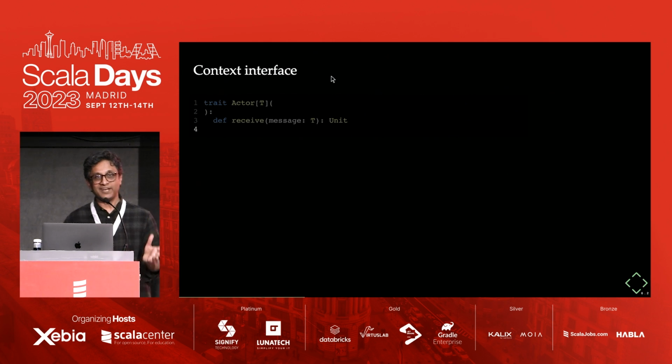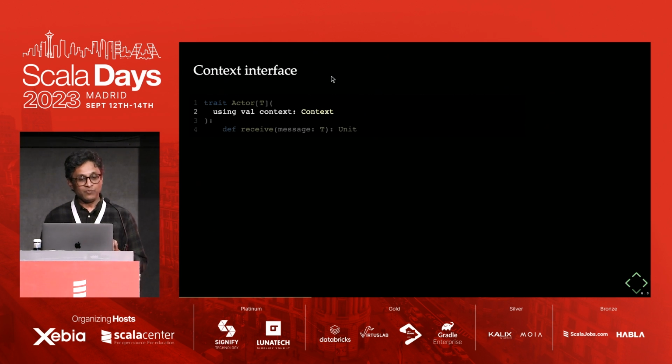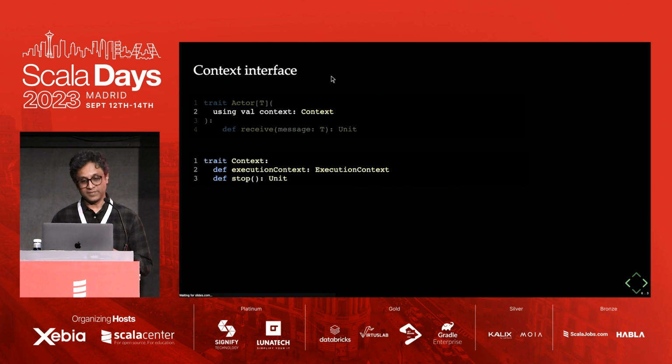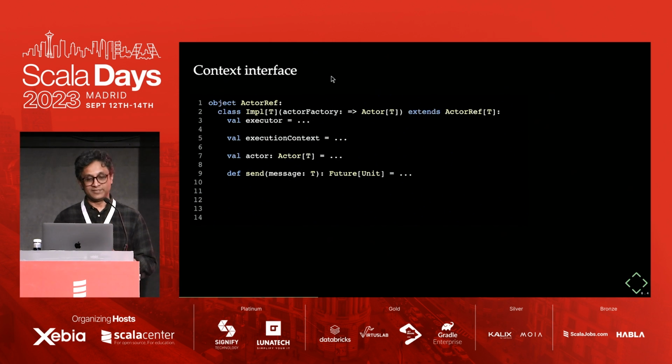So this is our current interface for actors, and we'll take the context in the constructor, and we'll use using parameters so that users don't have to give it a name. They can just use a type. It will be obvious in the next slide. But the implementer of the actor will have a name called context, and they can use methods on that. And for now, we'll have only 2 methods.